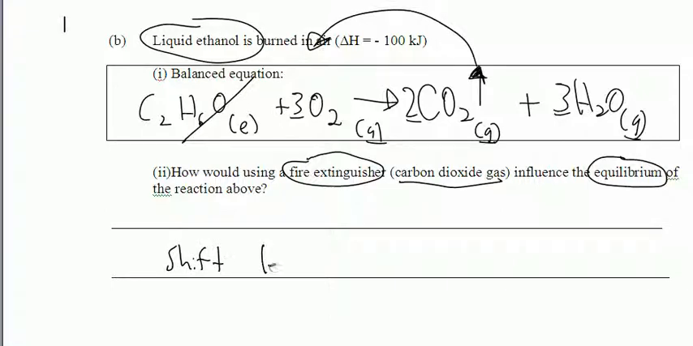So answer, shift left. Using our teeter-totter model, increasing CO2, make this side heavier. It's got to go back to the left to get back to the balanced position. Basically, you're convincing the fire into thinking that it produced all this CO2 on its own. So it stops producing CO2 and shifts back to reactants.